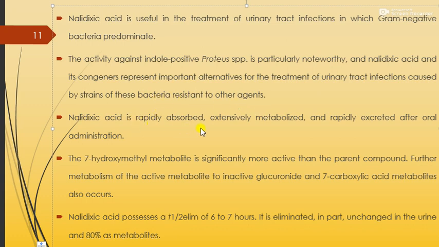It is rapidly absorbed, extensively metabolized, and rapidly excreted after oral administration. The 7-hydroxymethyl metabolite is significantly more active than the parent compound. Further metabolism of the active metabolite to inactive glucuronide and the 7-carboxylic acid metabolites also occurs.